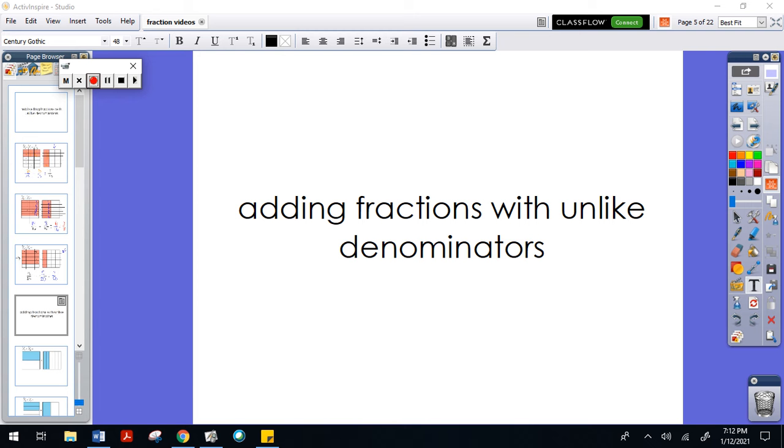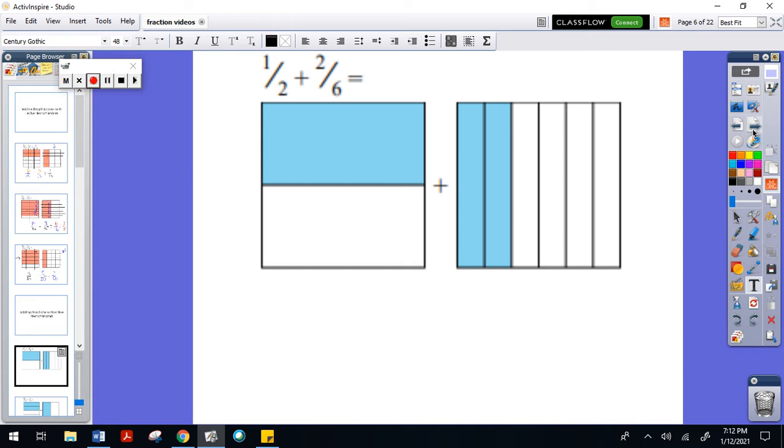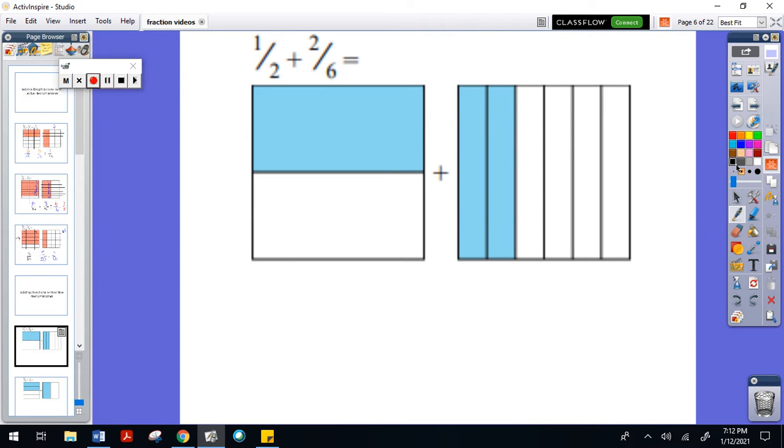In this video, we're going to look at adding fractions with unlike denominators. So here we have 1/2 plus 2/6. In my first picture, you can see that we have 1/2 because we have one piece that's colored in out of the two pieces in the whole square.